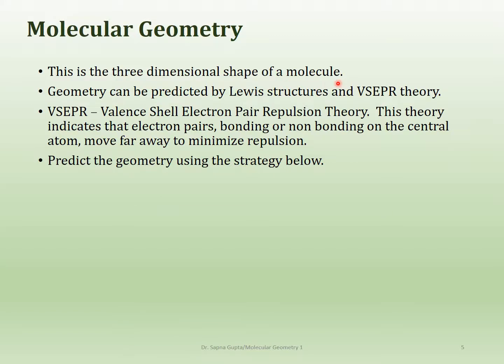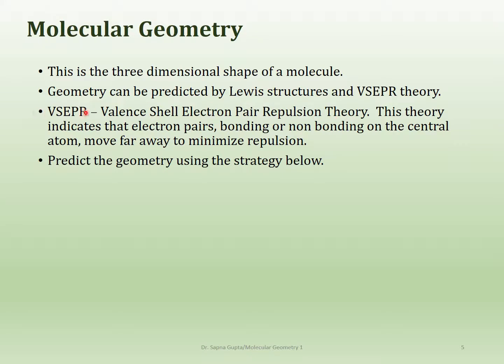It is a three-dimensional shape, as we just said. And as soon as you get into a triatomic structure, then you really get into geometries, because with 3 atoms, now you can get angles. And so we talk a lot more about triatomic and above molecules. We don't talk so much about diatomic here. Geometry can be predicted by Lewis structure, so you really should master the Lewis structure before you attempt molecular geometry. And then there is something called the VSEPR theory, which is the valence shell electron pair repulsion theory.